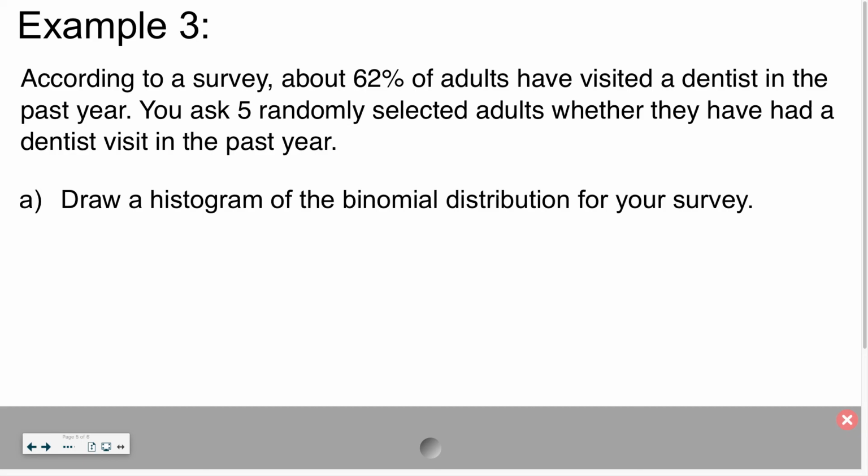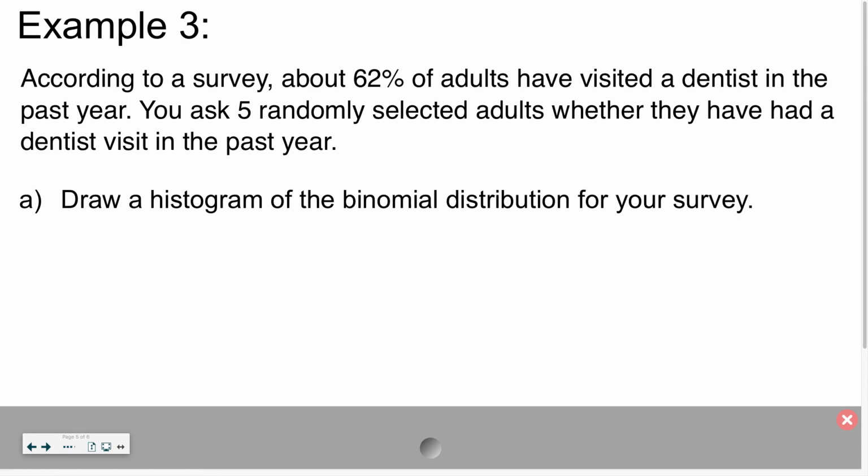Haven't you ever just had the TV on and heard a report about a stat? Like 62% of people have visited the dentist, or X amount of Americans don't have health care, something like that. You hear stats all the time. So this is like us going out and we're going to test it and see what happens.